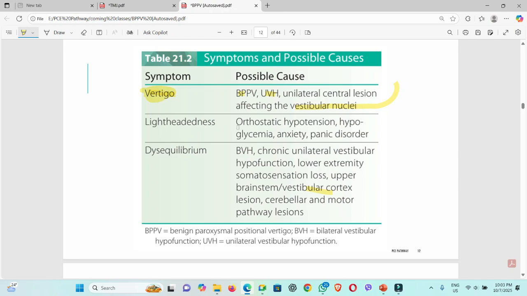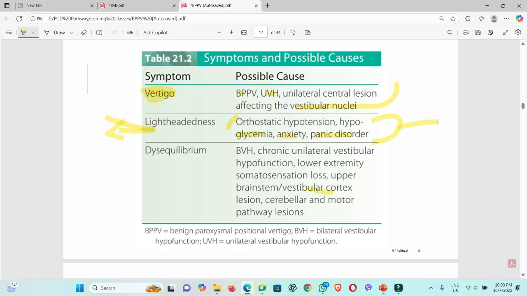Lightheadedness. What could be the possible causes of lightheadedness? Orthostatic hypotension, hypoglycemia, anxiety, panic disorder. So, okay, a patient is complaining of lightheadedness and the patient is sweating profusely. What is he suffering from, guys? Select from these four options. Patient is having lightheadedness and sweating. Which condition is he having from this?